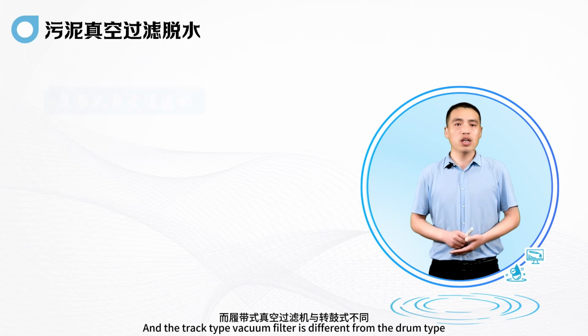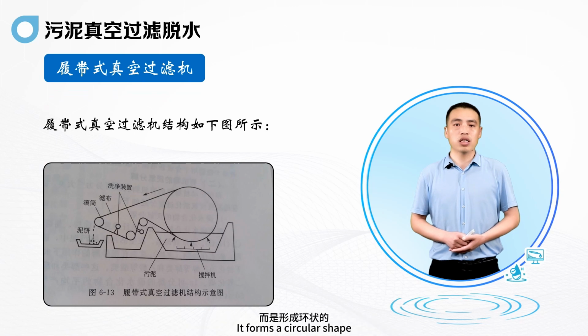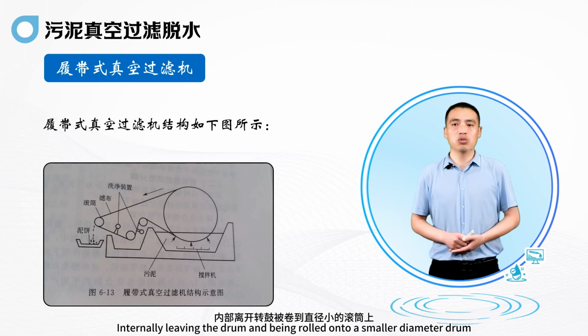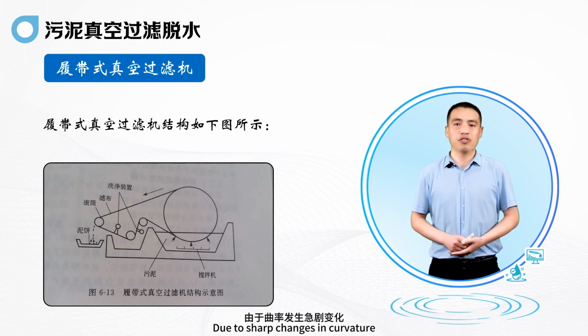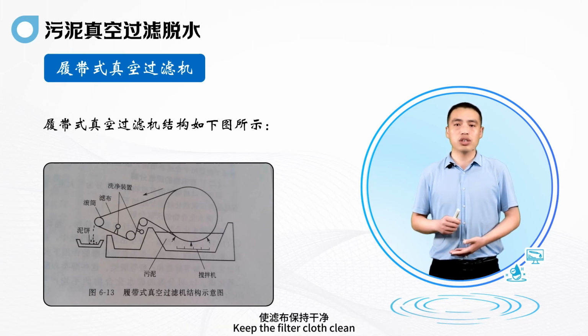The belt type vacuum filter is different from the drum type. Most of its filter cloth is not tightly attached to the drum. It forms a circular shape, and with rotation, the cloth leaves the drum and is rolled onto a smaller diameter roller. Due to the sharp change in curvature, the filter cake is peeled off from the filter cloth. The filter cloth is then cleaned with high pressure water to keep it clean, so that no blockage will occur.